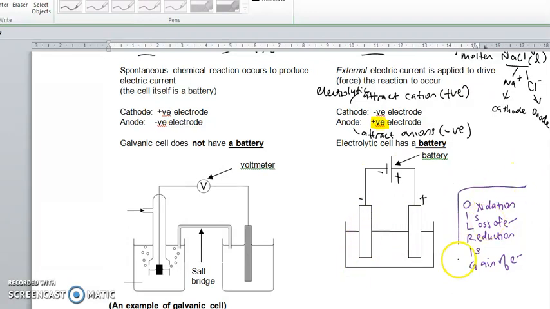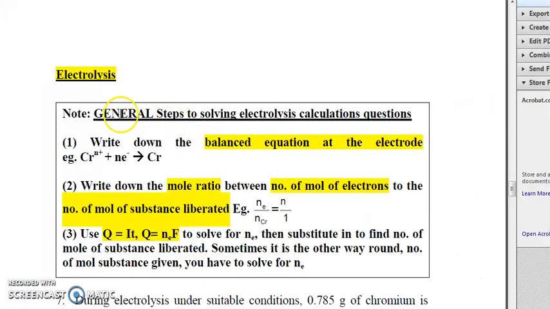I just want to remind you that oxidation is always loss of electrons. Reduction is always gain of electrons. Now we are going to move on to the electrolytic calculations. Let me run through the general steps to solving electrolysis calculations. Write down the balanced half equation at the electrode. For example, chromium 3 plus could be reduced to chromium solid. Write down the mole ratio between the number of moles of electrons and the number of moles of the species you are interested in. If you are interested in the number of moles of chromium deposited, then the number of moles of electrons over the number of moles of chromium is n to 1.